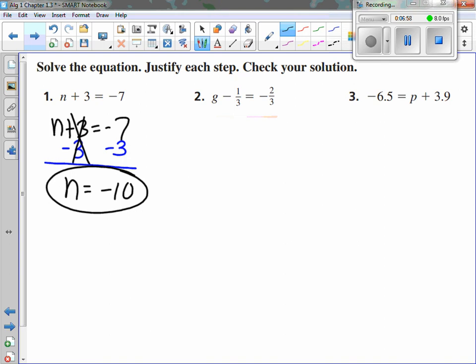And we could check it. Our justified step is we use the subtraction property of equality, and we subtracted 3 from both sides. And checking it would show that it does work. So I'm not going to worry too much about checking it.